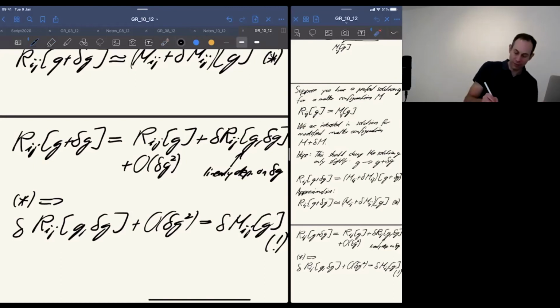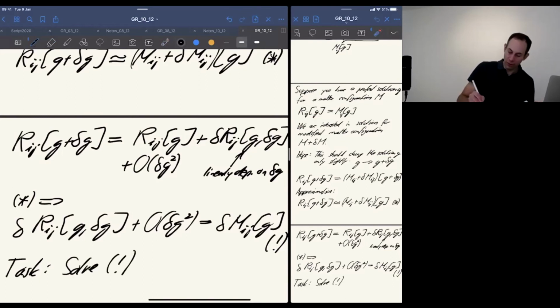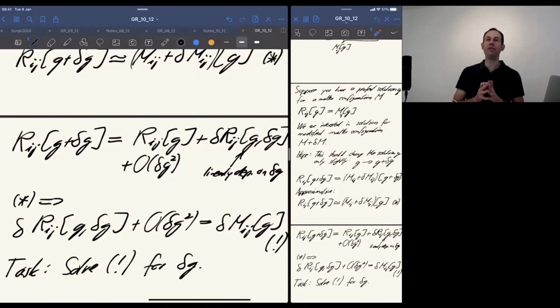So the task is, in perturbation theory, solve this for delta G. So the G without the delta is already given. Remember that. That was the solution that we are already starting off with. And now we are asking about the perturbation. Okay, so that's really very similar to what you probably already know about perturbation theory in general. So we are somehow trying to start from a known solution and change it a little bit.